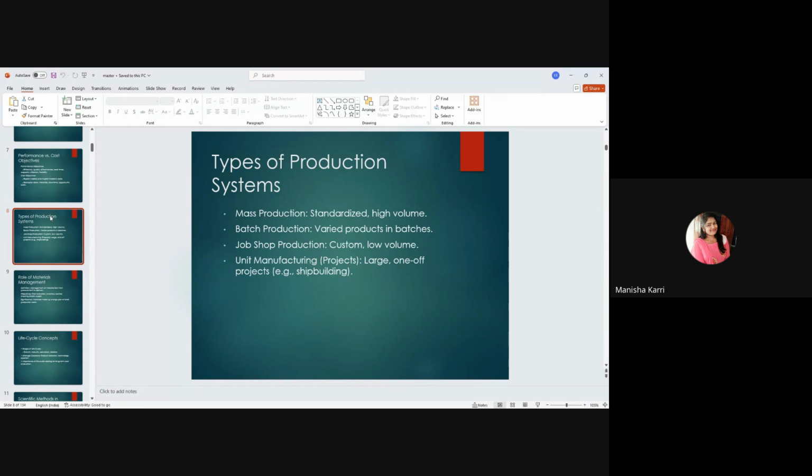The better example for this unit manufacturing is constructing a ship from start to finish, like shipbuilding, construction projects, like building bridges, skyscrapers, or custom homes. All these are unit manufacturing, okay?